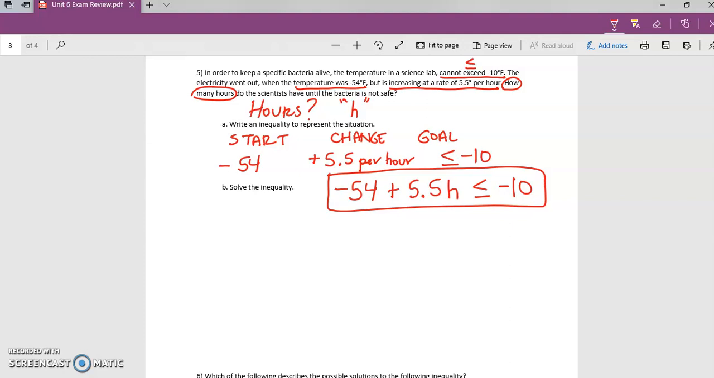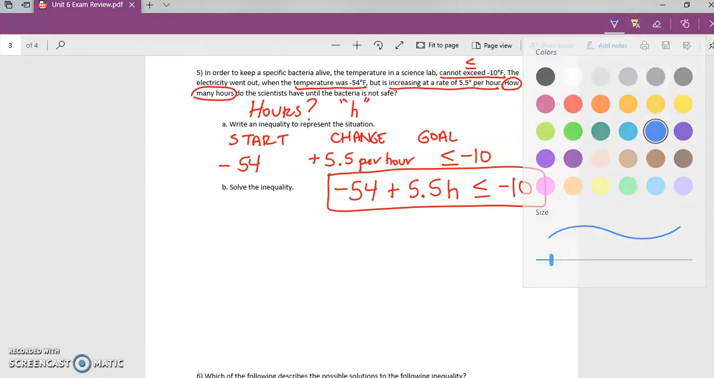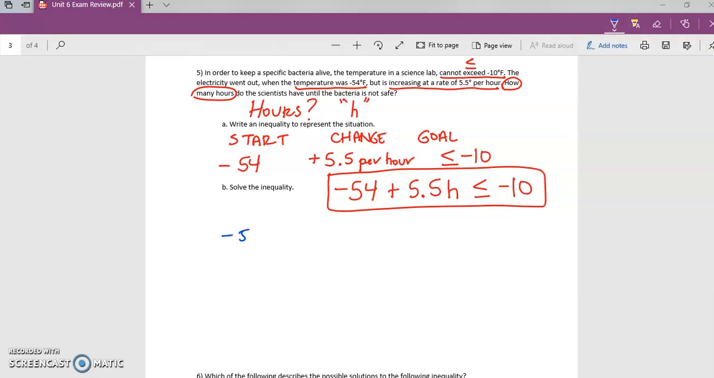Now part B says to solve it. So let me write it in just a different color just so I can tell it apart. Negative 54 plus 5.5 H less than or equal to negative 10. So what do I need to do first? I need to move my constant over. So the number that I'm adding or subtracting. So this negative 54 that I have here, I actually need to do the opposite and add it to both sides.